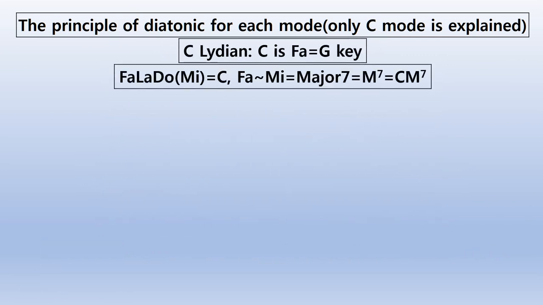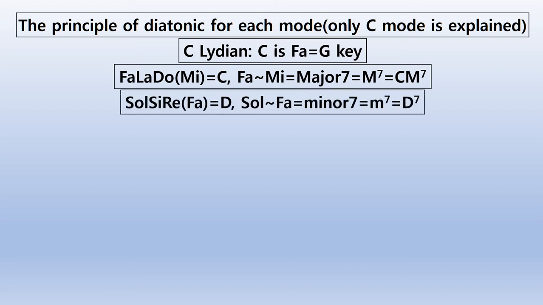Here is the Lydian mode. C Lydian is the G key because C is the pa mode. The first pa la do triad is C, and the above note mi is a major seventh from pa, so pa la do mi is C major 7. The second so si re triad is D and the above note pa is a minor seventh from sol, so so si re pa is D7.